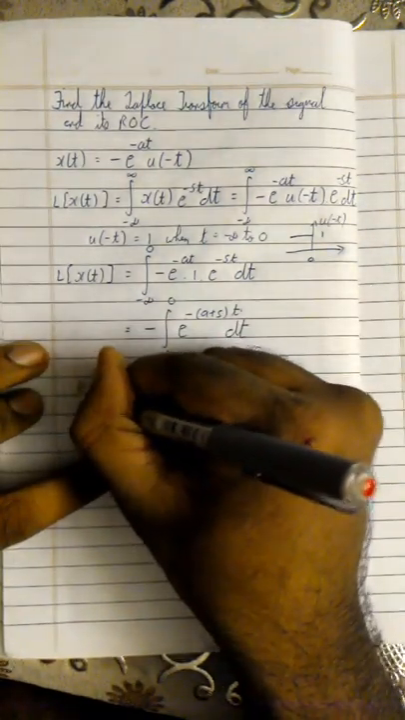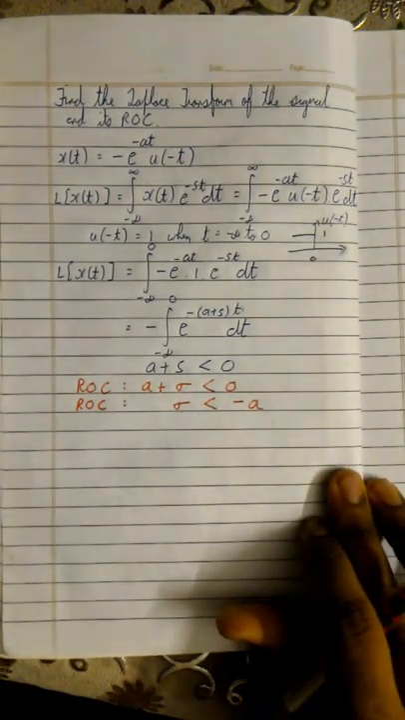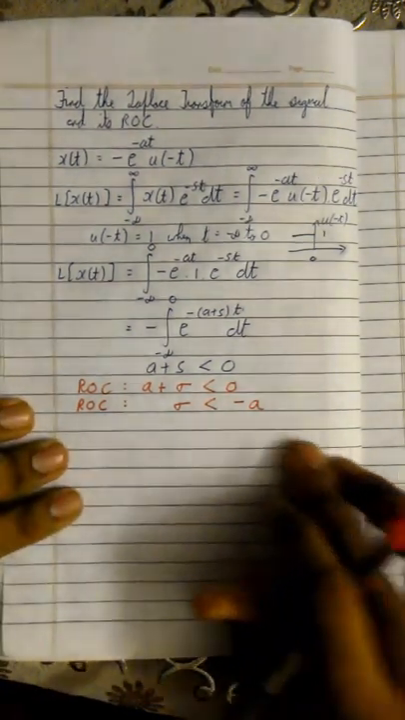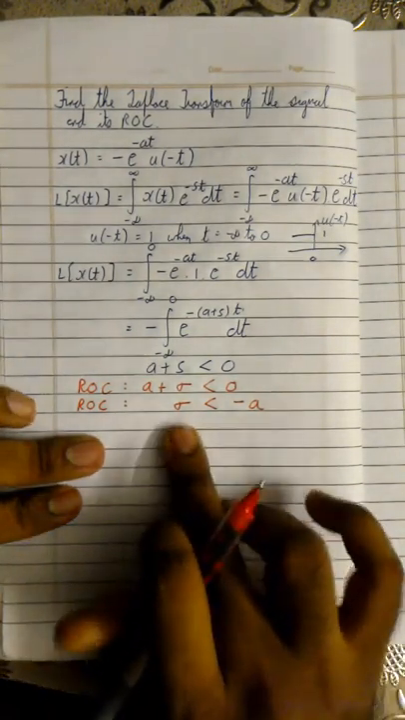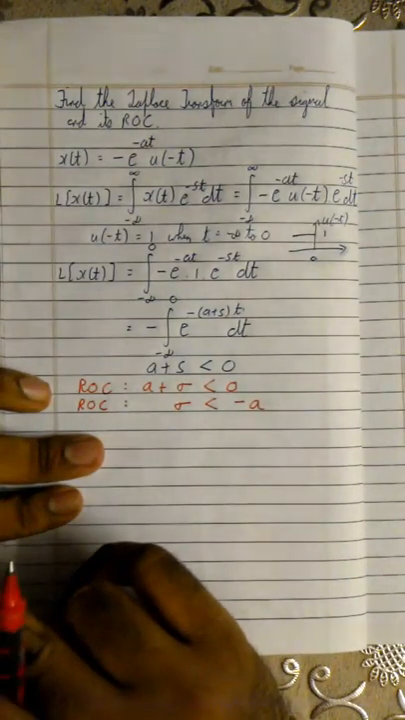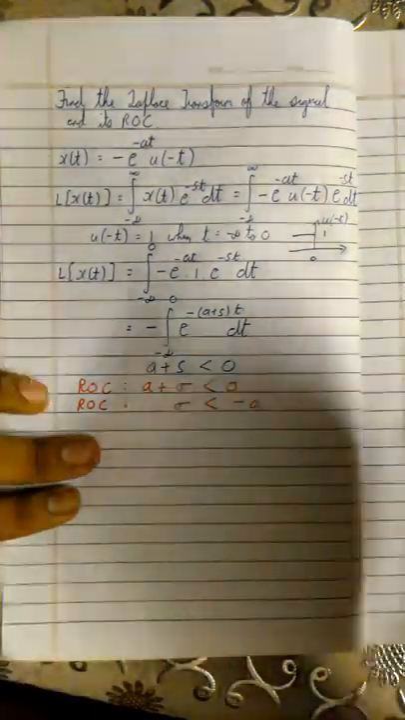ROC must be less than minus a. Okay. So that means my region of convergence is from the value of sigma must be minus infinity to minus a. That's the meaning of this equation. Okay. Now I continue my problem as before.